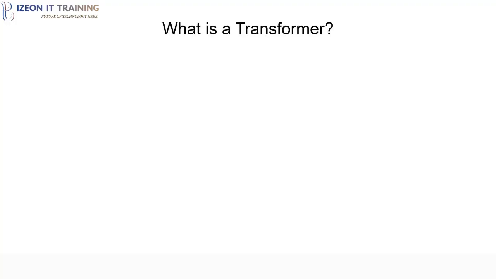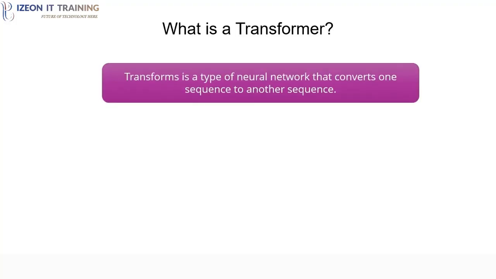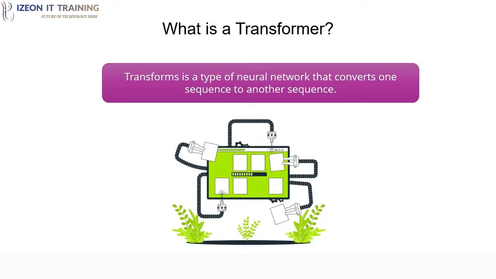So what is a transformer? Transformers operate on a concept called sequence-to-sequence learning. Essentially, they take a sequence of tokens as an input and predict the next token in the output. A great example of this is language translation.